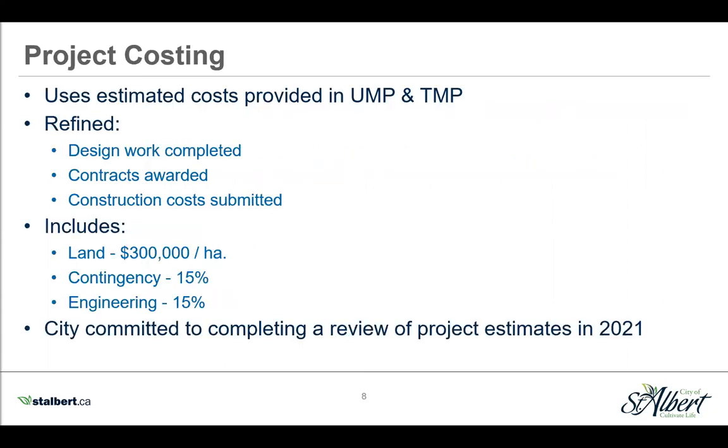So when project costs are first established, the city relies on the estimates provided in the UMP and the TMP. Over time, as newer, more detailed project information is obtained, those costs are refined. So the cost calculation does include 15% for contingency, 15% for engineering, and we estimate land costs to be $300,000 per hectare. The city committed to completing a review of project estimates in 2021, and that was to ensure the best available information was included in the model.